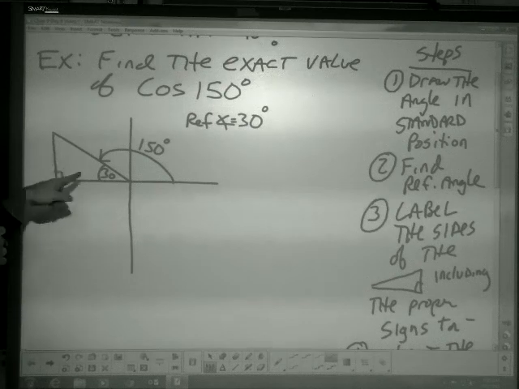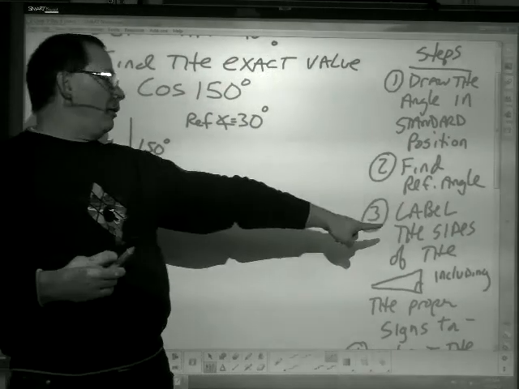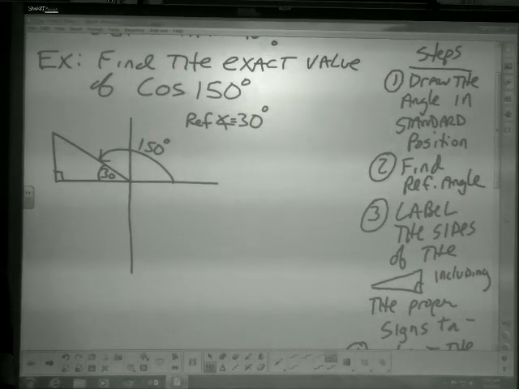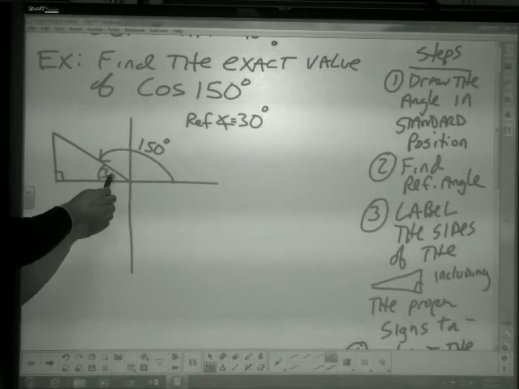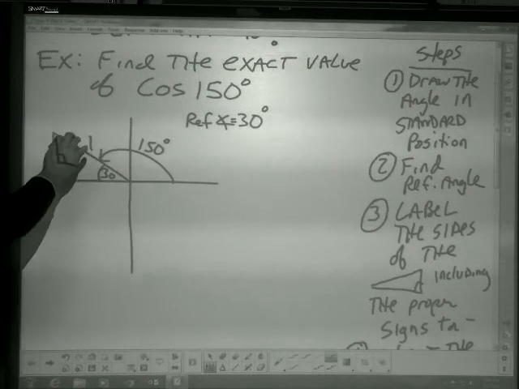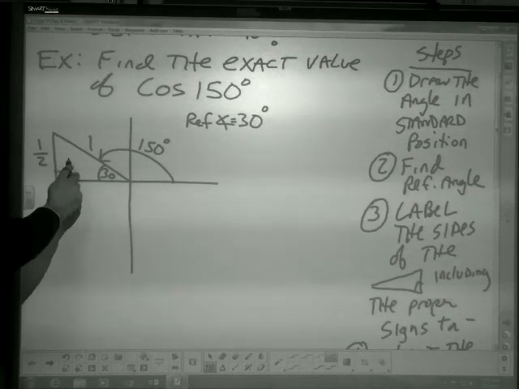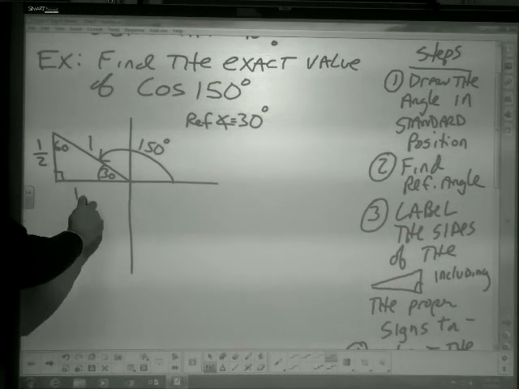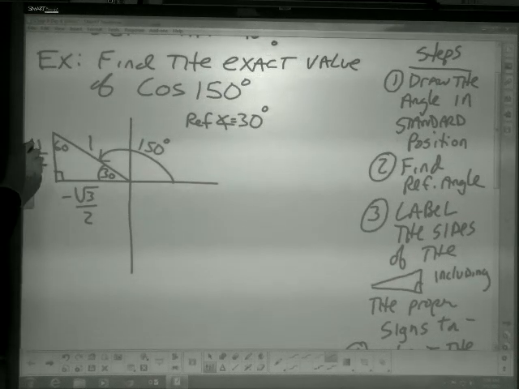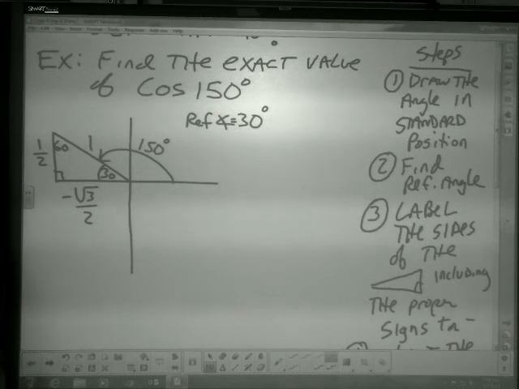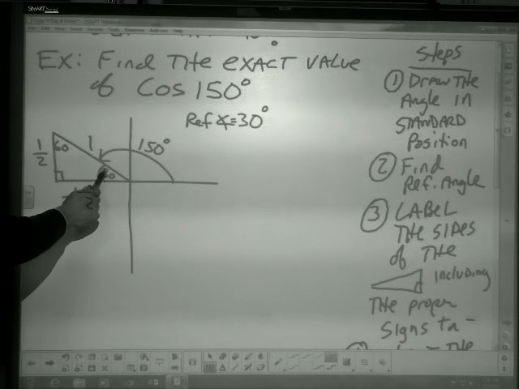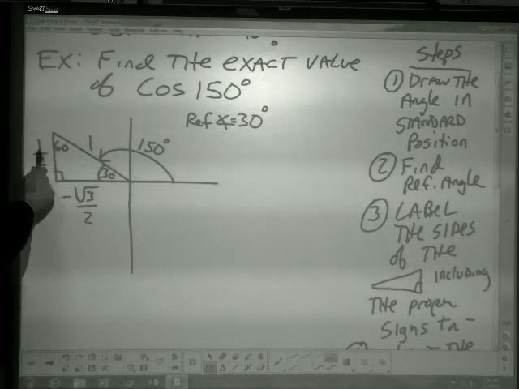If this is a 30 degree angle, now I can label the sides of the triangle, including the proper signs, positive or negative. If this is a unit circle, this is 1. The side opposite the 30 is a half. And if this is 30, then that's 60. And so this is square root of 3 over 2. And in this quadrant, x is negative and y is positive. I don't have to put a plus sign there. But you need to know your special triangles. The cosine of 30 is square root of 3 over 2, the sine of 30 is a half.